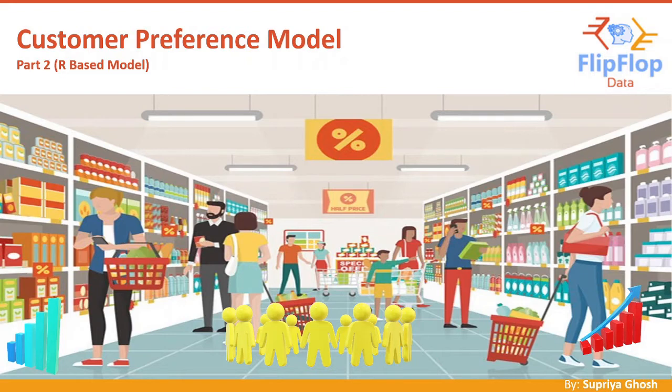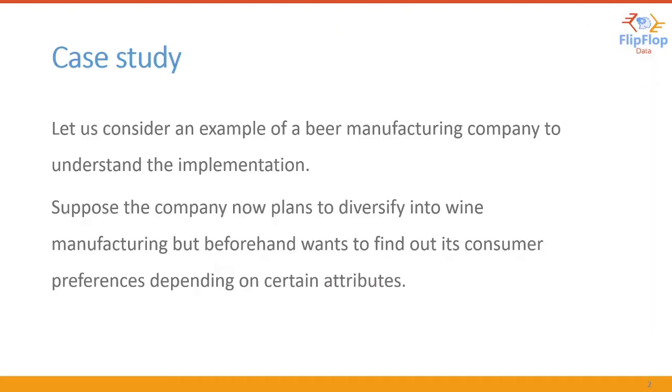Before starting, I want to convey that if you have any confusion in understanding, please go through part 1 of this video series to get a better understanding. So let's start with the case study of a beer manufacturing company. Suppose the company now plans to diversify into wine manufacturing, but beforehand wants to find out its consumer preferences depending on certain attributes or features.